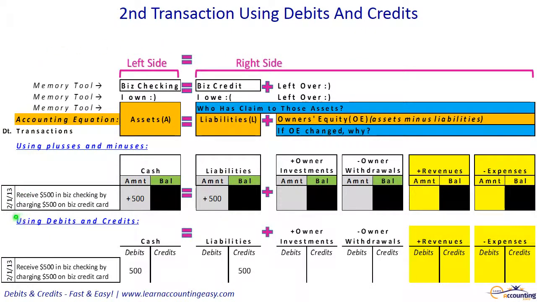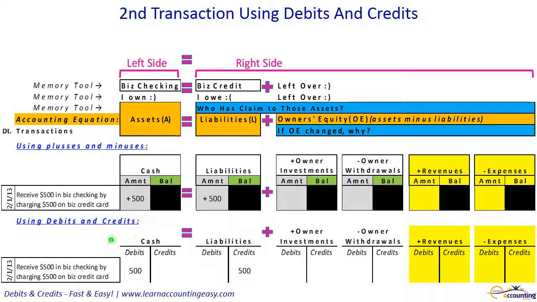In the second transaction on February 1st, when we were using pluses and minuses, we said that we received $500 in the business checking account by charging $500 on the business credit card. So here in the cash count, we put plus 500, and then over here in liabilities, we put a plus 500 because our liability account, in this case the credit card account, also went up by 500.